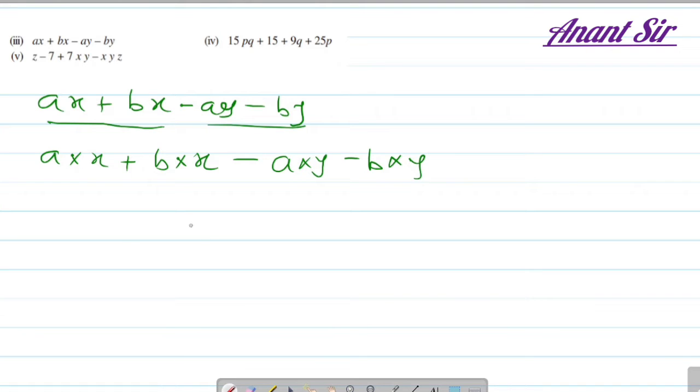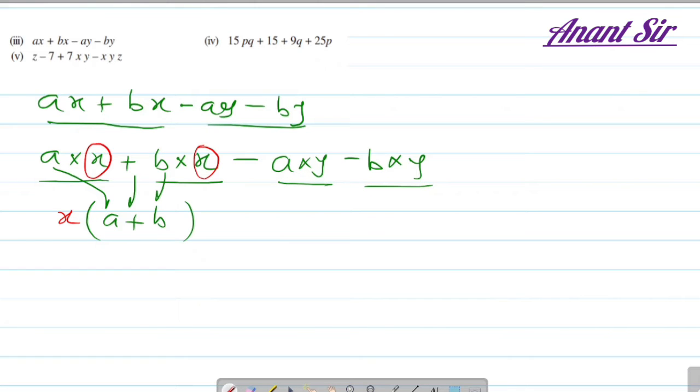So this is easy. So what can I take common from the first two terms? We can take x common. So if I take x common, what will remain inside the bracket? What remains is a plus b. Now, what happens in the last two terms? What is it that I can take common? What is the same in both the terms? It's y. Again, a common mistake: students only write y and forget to write the sign. Always remember.